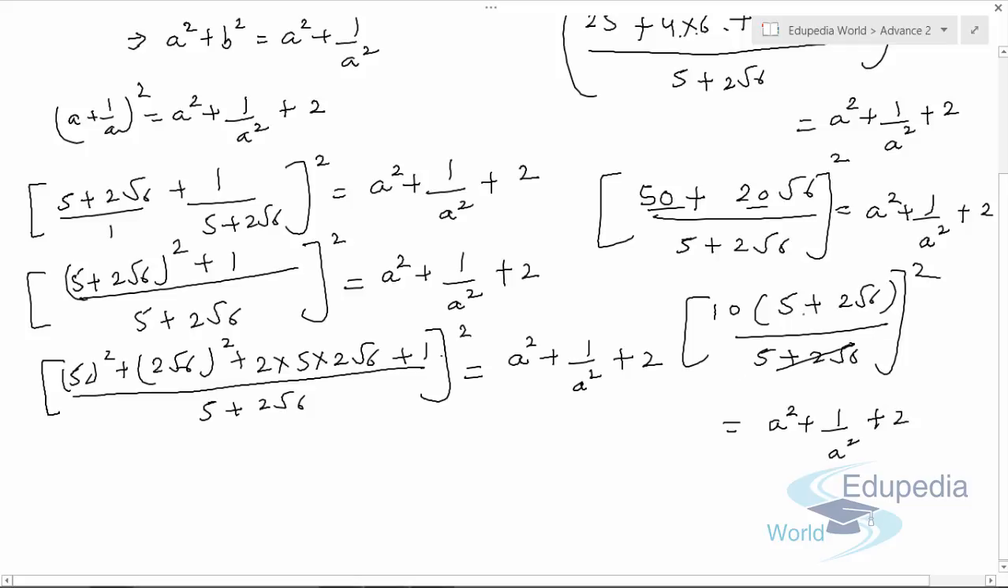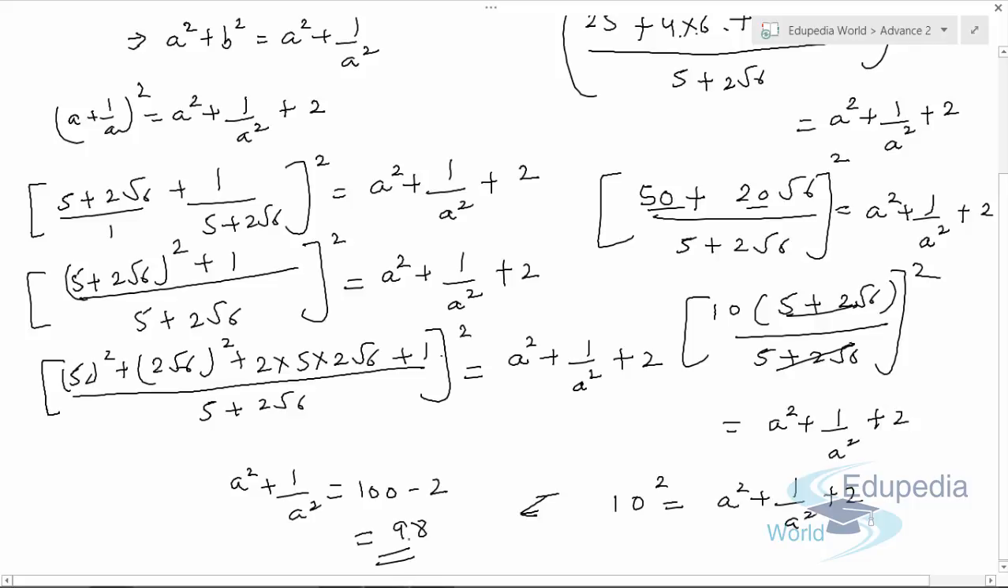So this and this will get cancelled, so the answer will come out to be 10 square equals a square plus 1 by a square plus 2. So the final answer is, this implies a square plus 1 by a square will be equal to 100 minus 2, which is 98. So this is the final answer.